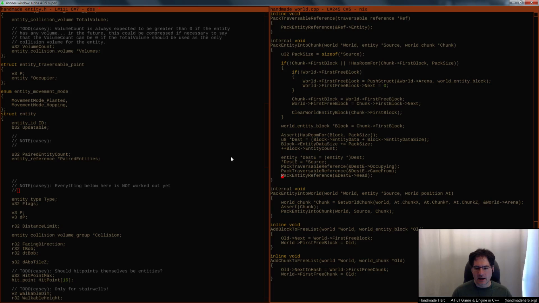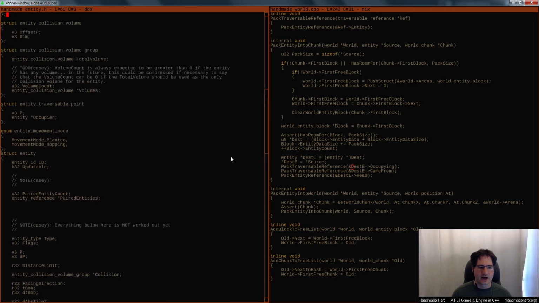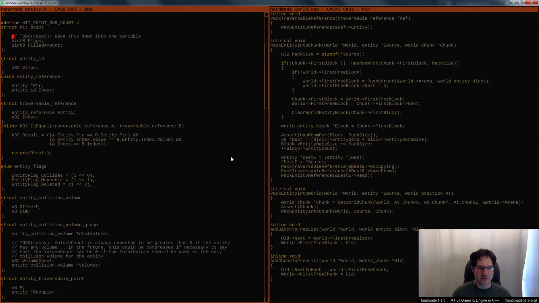All right. So here is our problem child. Pack entity reference head is now an arbitrary number of things that we need to pack. Again, not particularly difficult. We know we have to pack some number of entity references. Now, what's an entity reference? Well, an entity reference is actually a pointer and an index, but guess what? If we're going to start packing these things, we actually don't need to pack the index anymore, right?